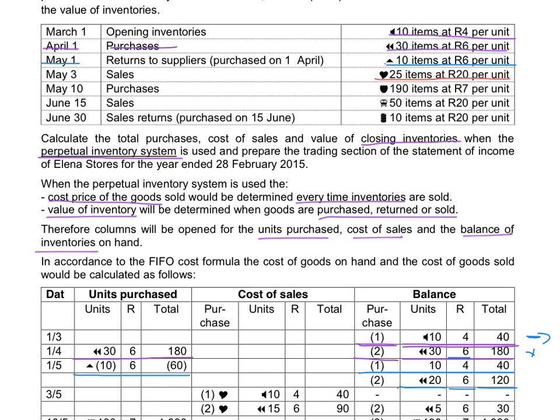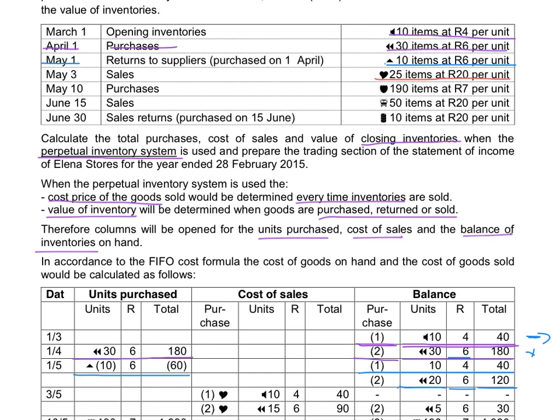Now remember, you mustn't use the sales price in this column. Everything in this calculation is about inventory, and inventory is always recorded at cost price. So this sales price of 20 will be used when we want to determine what is the total sales at the end of the exercise. At the moment, we must just show that we've sold 25 units.